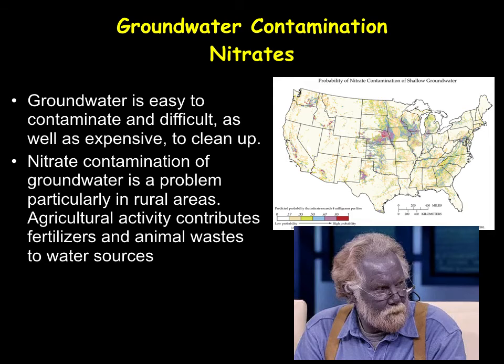Here is just an example of groundwater contamination. Groundwater is easy to contaminate and very difficult and expensive to clean up. One example of something that can contaminate groundwater is nitrates. Nitrate contamination of groundwater is a problem particularly in rural areas. Agricultural activity will contribute fertilizer and animal waste to those water sources. And nitrates themselves are very soluble, which means they can get in the water and they can stay there. So they're very difficult to remove. There's not a lot you can do to remove the nitrates from the water.